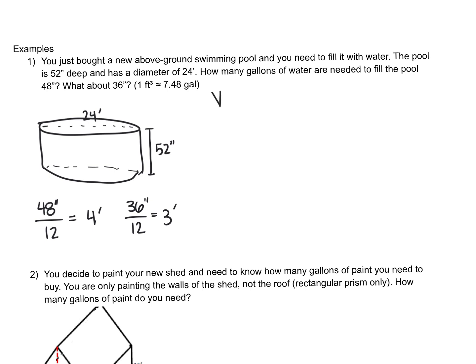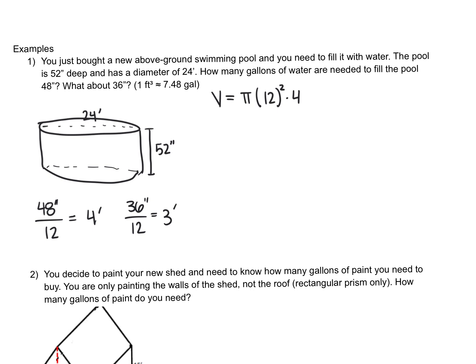So we're going to use our volume of a cylinder formula. So we're going to do pi times our radius. So our diameter is 24 feet, which means our radius is going to be 12 feet squared, and then times our height of 4.